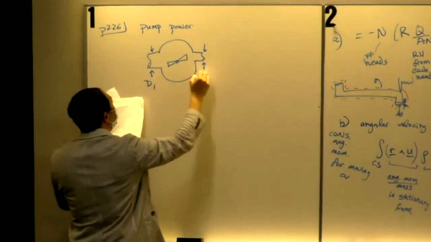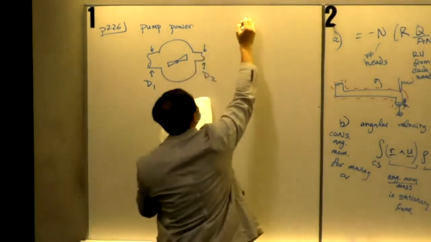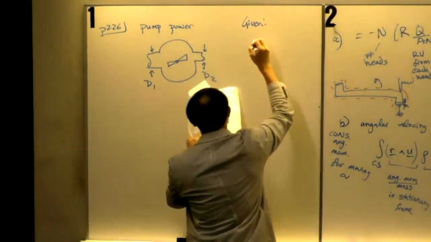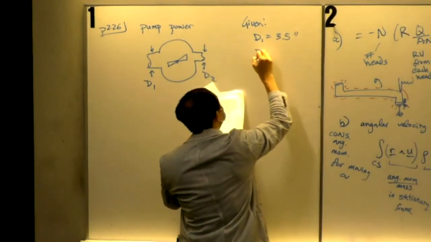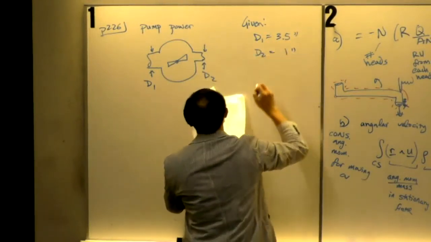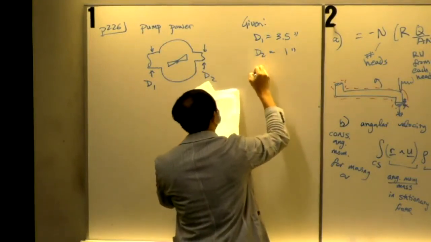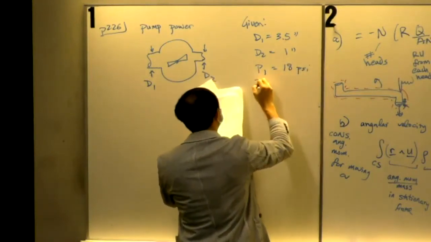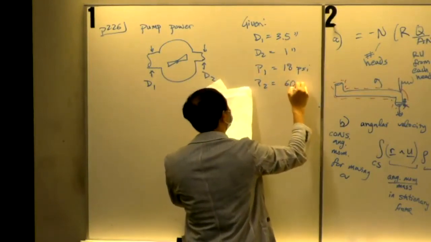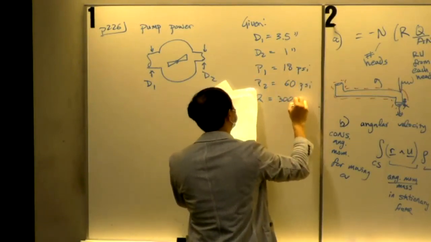You've got D1 and D2. So in this problem, you're given D1 is equal to 3.5 inches, D2 is equal to 1 inch. I know I didn't really draw it like that, but it doesn't matter. P1 is equal to 18 psi, P2 is equal to 60 psi, Q is equal to 300 gallons per minute.